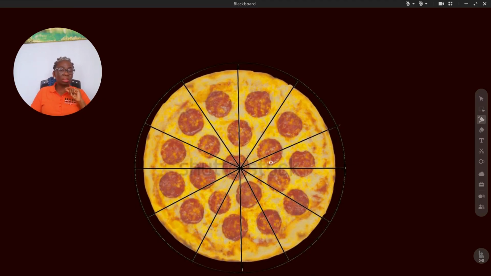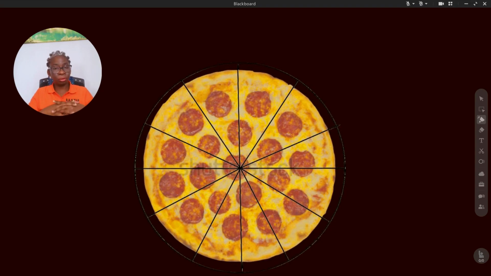This pizza is cut into 12. If I eat 3 slices, what fraction of the pizza did I eat and what fraction of the pizza is left? Write your answers in the comments and tell me if you can simplify it.